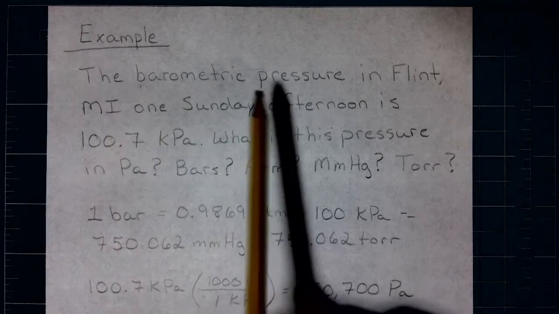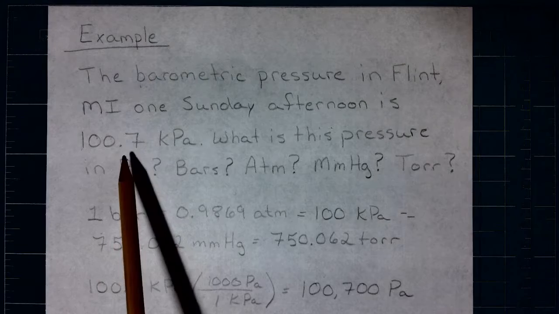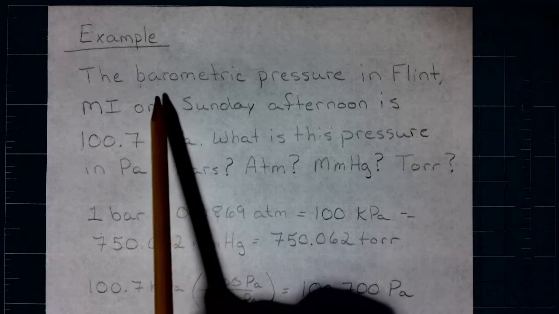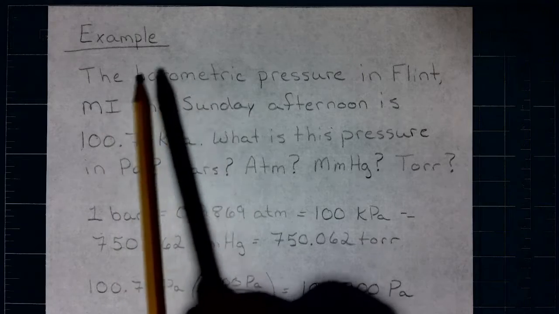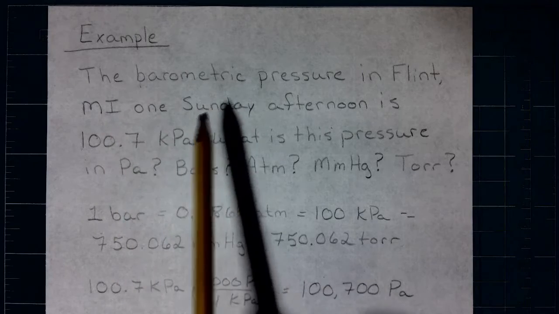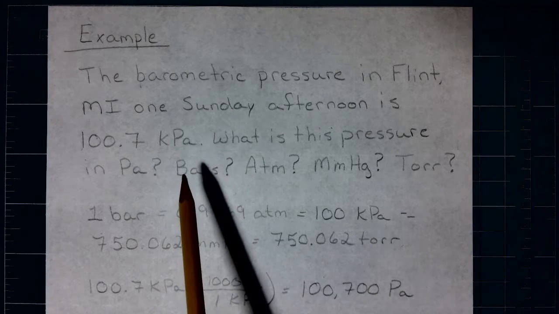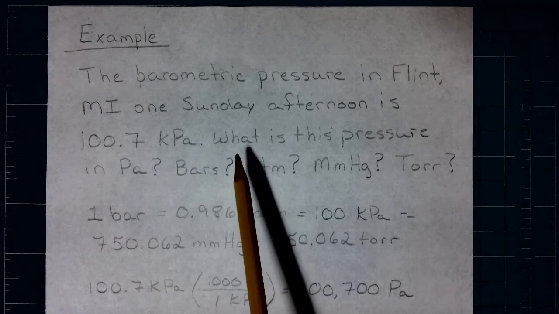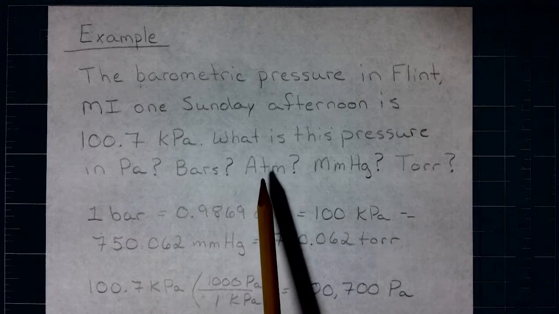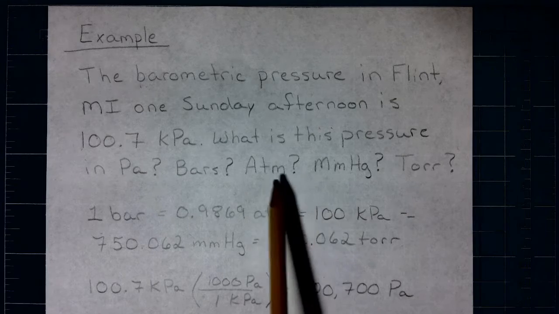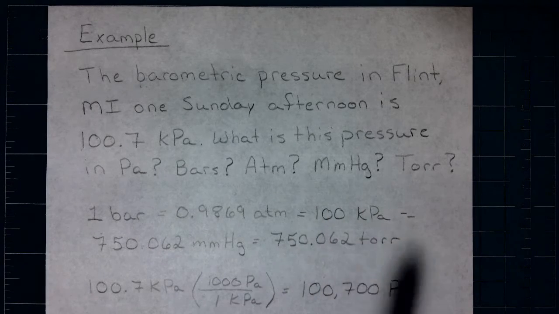It says the barometric pressure in Flint, Michigan one Sunday afternoon is 100.7 kilopascals. The barometric pressure is the pressure measured using a barometer. This is the pressure of the air at any given time, and we pay attention to this because it's important for the weather and predicting the weather. What is this pressure in pascals, bars, atmospheres, millimeters of mercury, and torr?